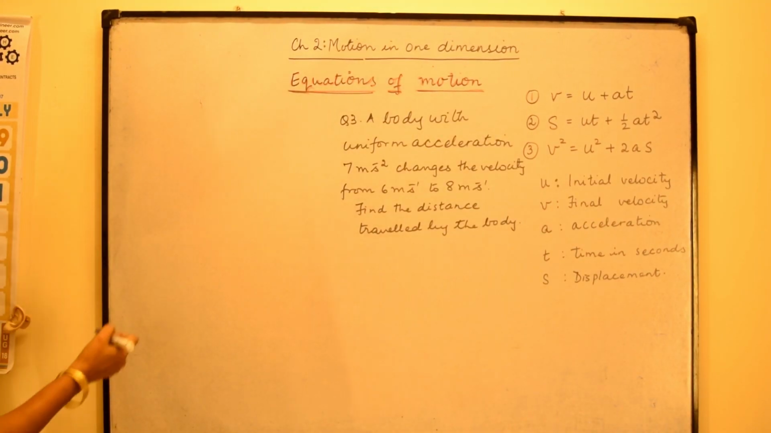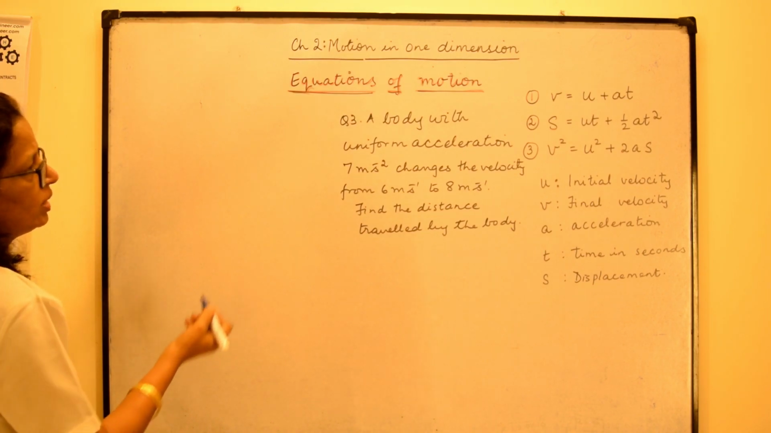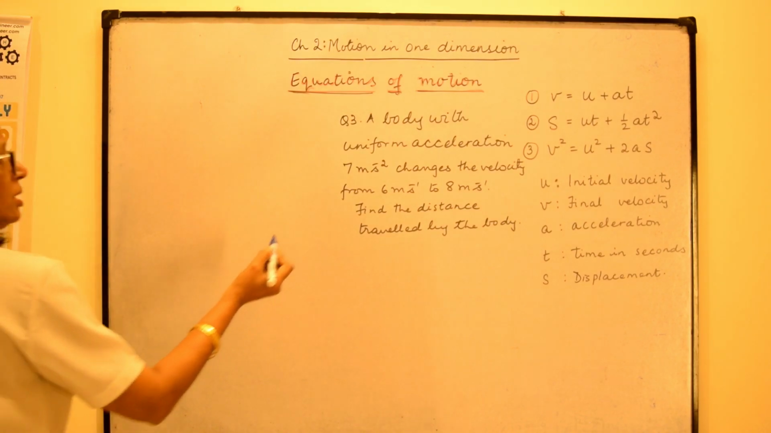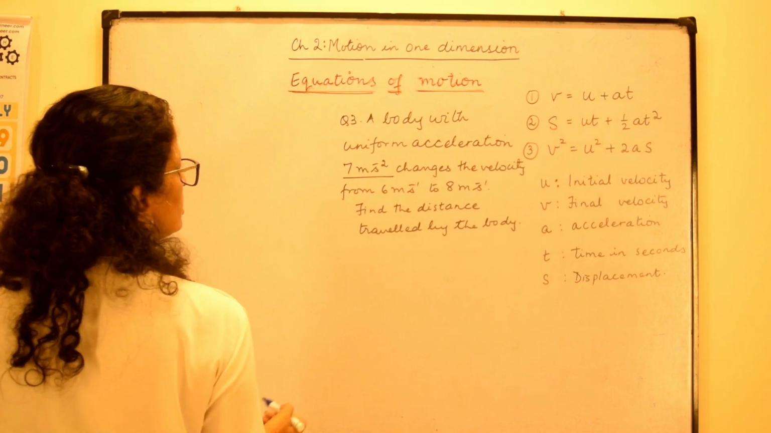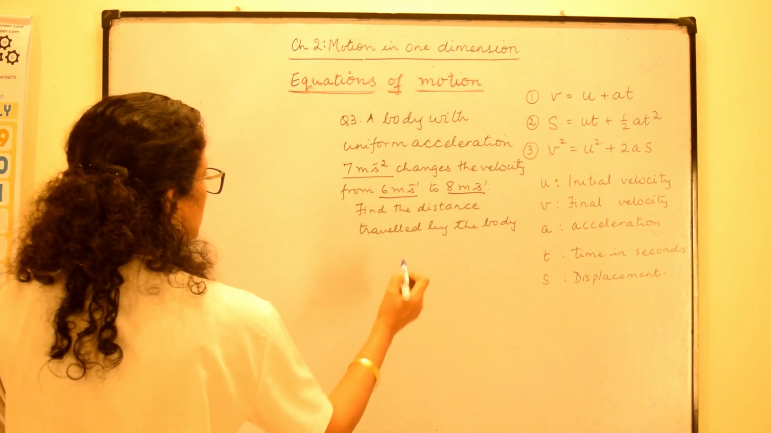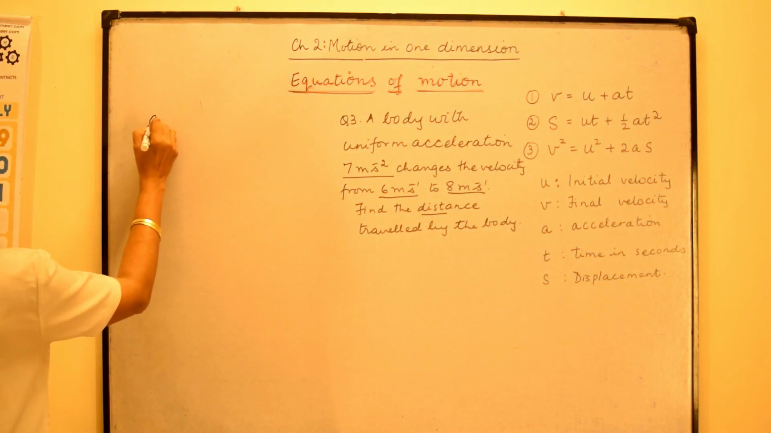Let us come to the next question, that is question 3. A body with uniform acceleration, and the acceleration is 7 meter per second square, changes the velocity from 6 meter per second to 8 meter per second, and find the distance. Let us write the quantities.